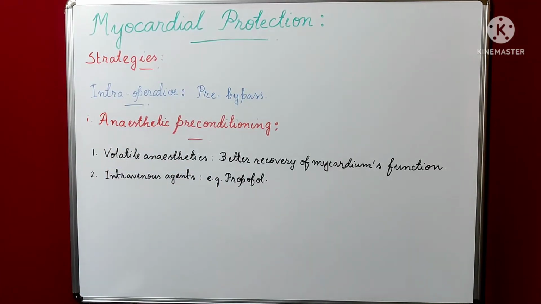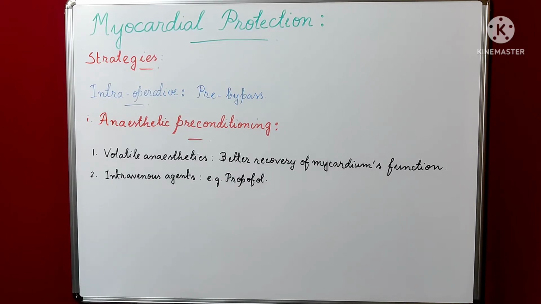In anesthetic preconditioning, several drugs and inhalation agents are used, again with the principle of maintaining a supply and demand balance. The first is the volatile anesthetics or inhalation agents. It has been seen that with use of inhalation agents, better recovery of the myocardium's function after cardiac surgery is commonly encountered.